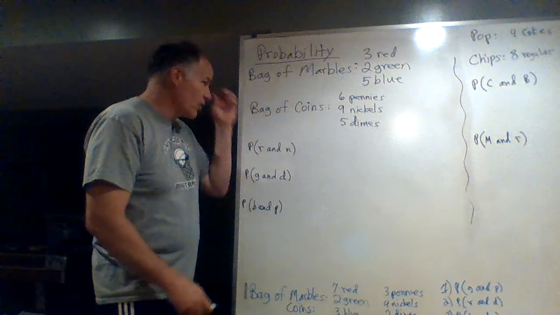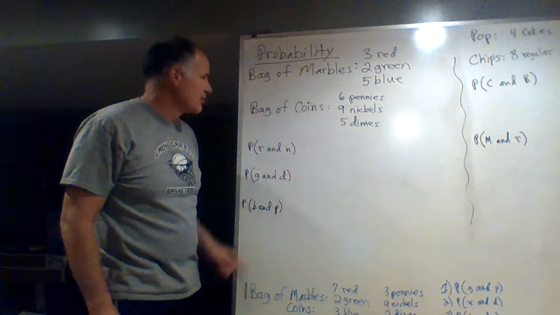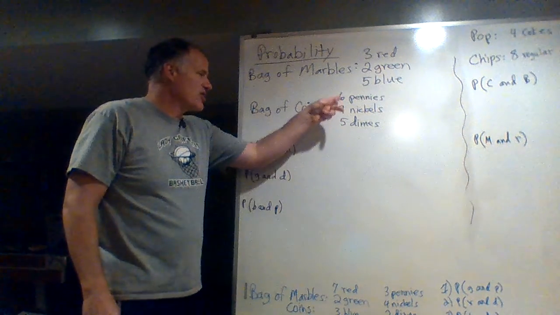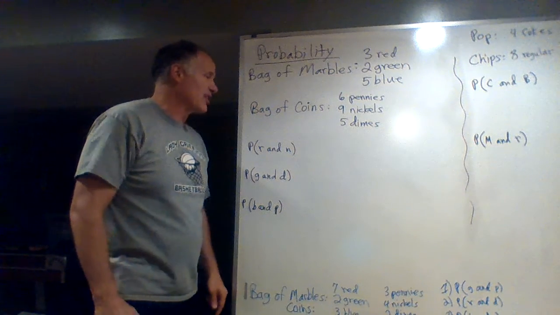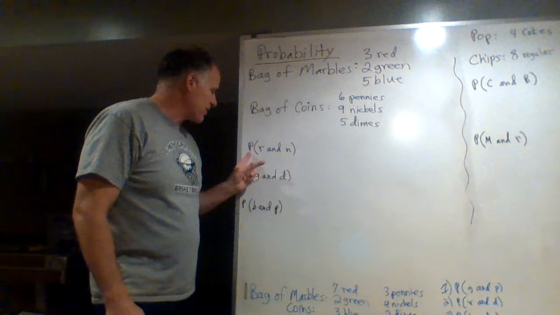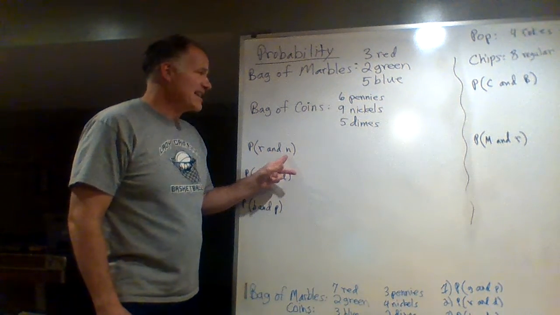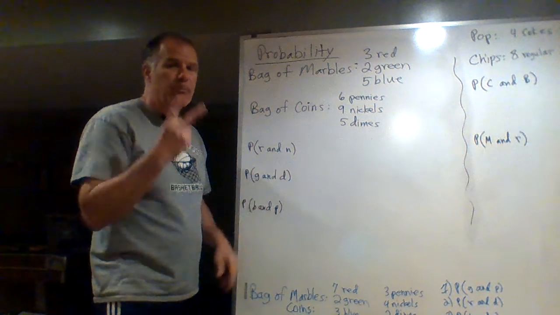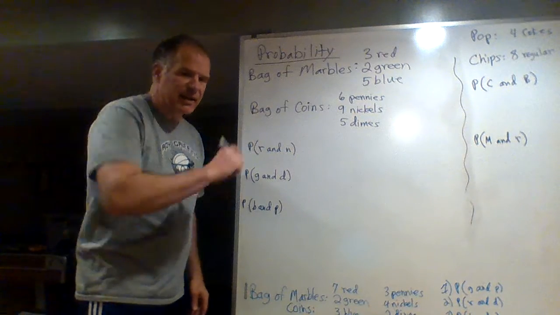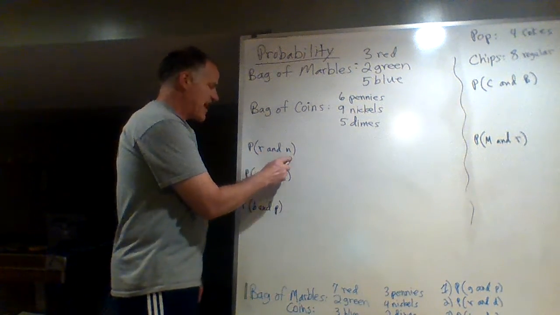So again, I've got my bag of marbles, 3 red, 2 green, 5 blue. But I also have that bag of coins that we had on the last video. Now I changed up the numbers here. So 6 pennies, 9 nickels, 5 dimes. But we're trying to say, what's the probability of picking a red marble and picking a nickel out of the bag? So both of those things have to happen. Okay, guys, this is where it gets a little different. So we need both of these things to happen.